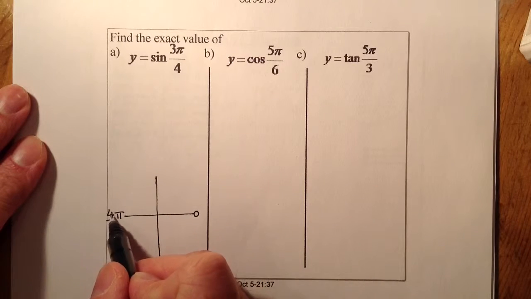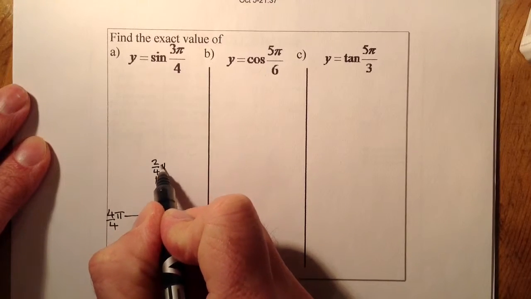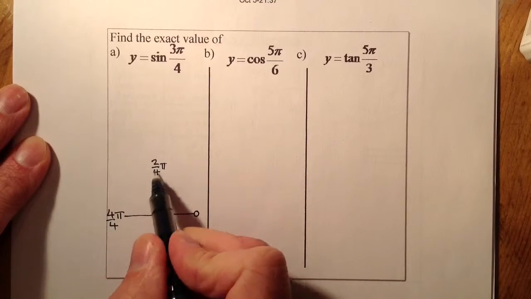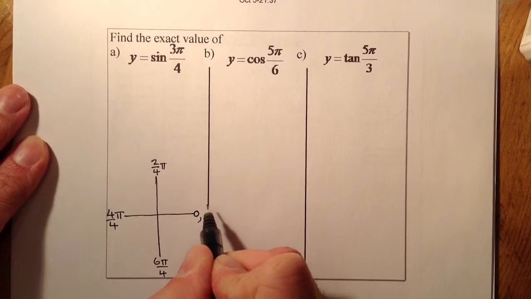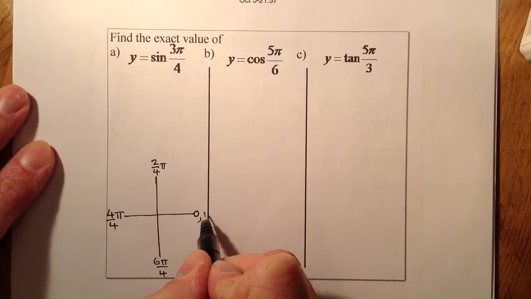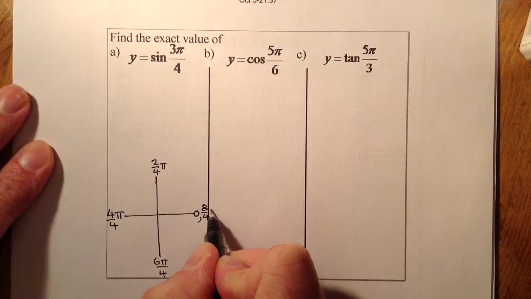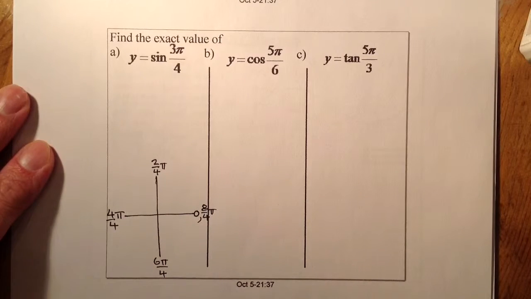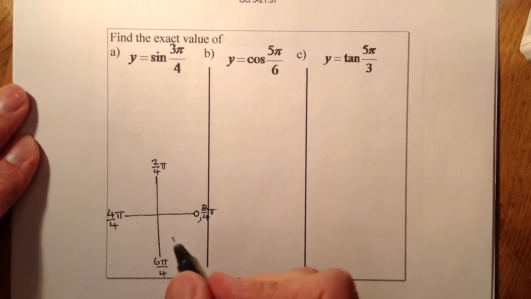So all I'm going to do is halve that number there. So that's going to be 2 over 4 pi. And we're just going to add these two together here. That gives me 3/4 of a turn, which gives me 6 pi over 4. And over here, I've got 2 pi, but I'll change that to 8 over 4 pi. Okay, so that's me got the angles all set up here.